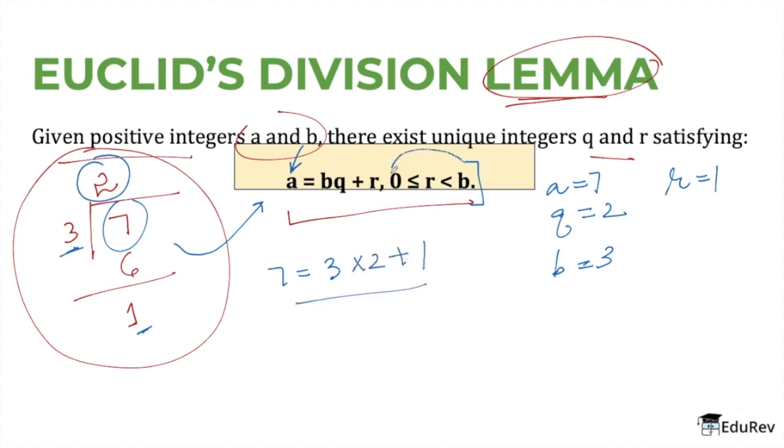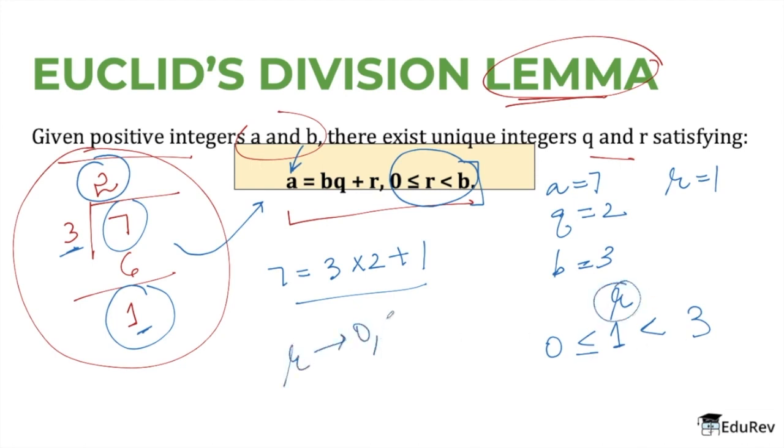Now there is this bound on r, which is to say that r can be greater than or equal to 0, but it has to be less than b. For example, in this case we have 1. So 1 is greater than or equal to 0, but it has to be less than 3, right? So the values of r can be 0, 1, 2. It cannot be 3. And in this case it is 1. As simple as that.